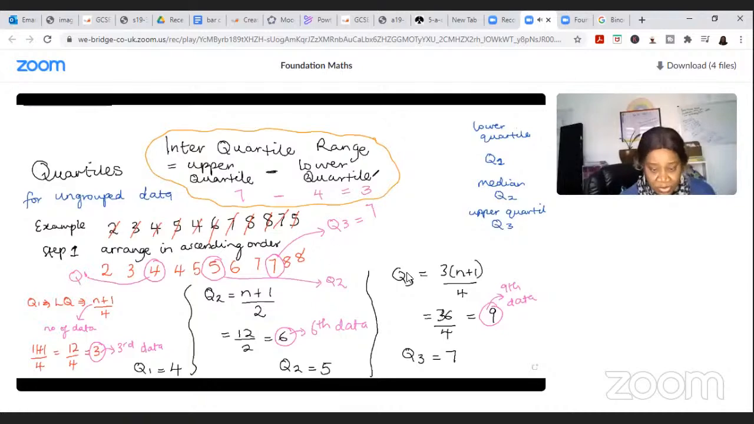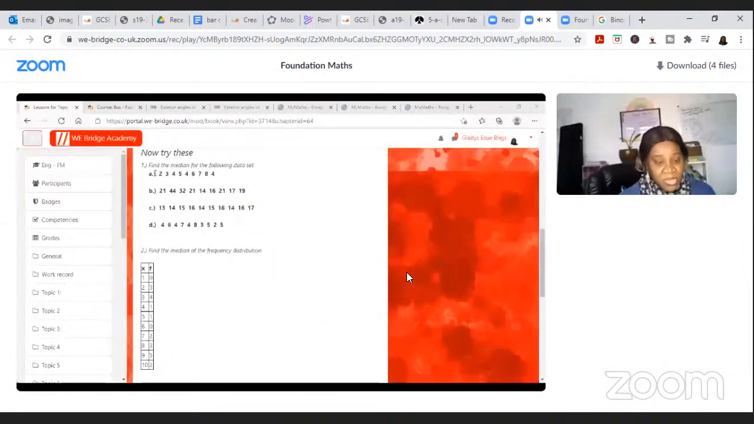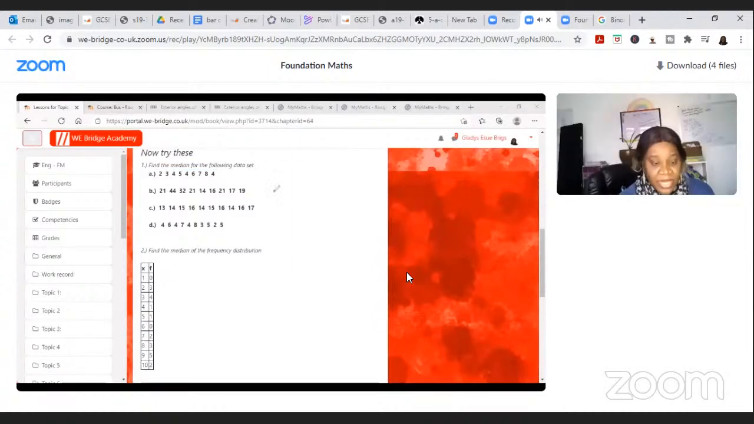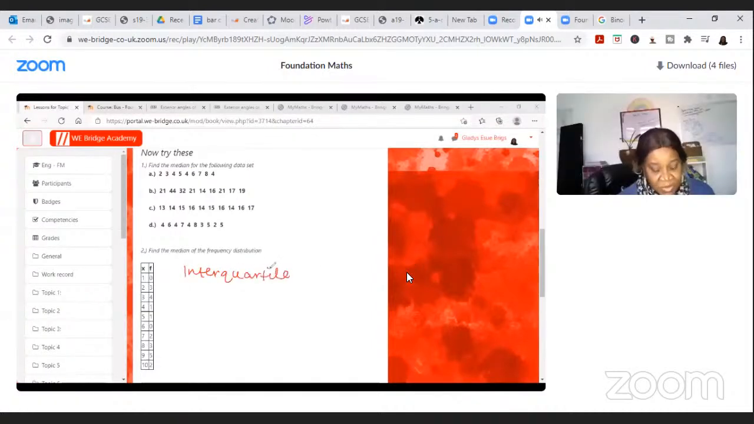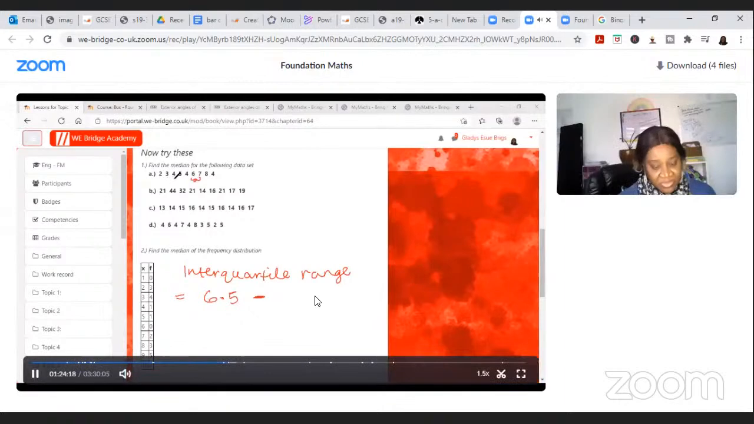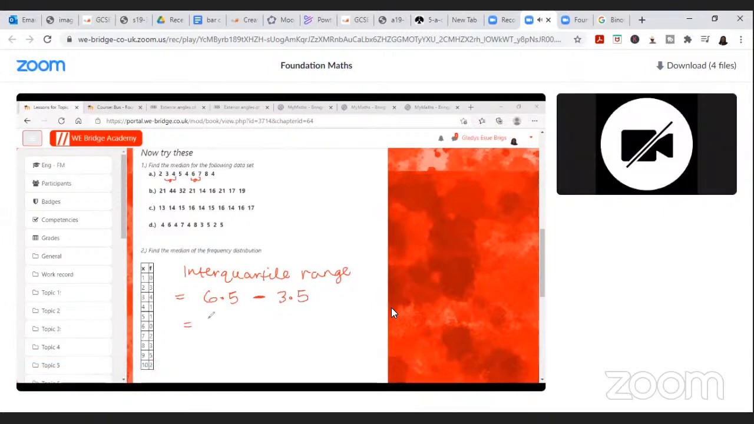Upper quartile. Okay, let's go back to where we're coming from. Stop share. Share screen, this one. Okay, so what did we get for the upper quartile of this one? 6.5. 6.5, yeah. Our interquartile range would be equal to 6.5 subtract what was the lower quartile for the first one? Was it 3.5? Subtract 3.5, yeah, and that would be equal to what? 3.